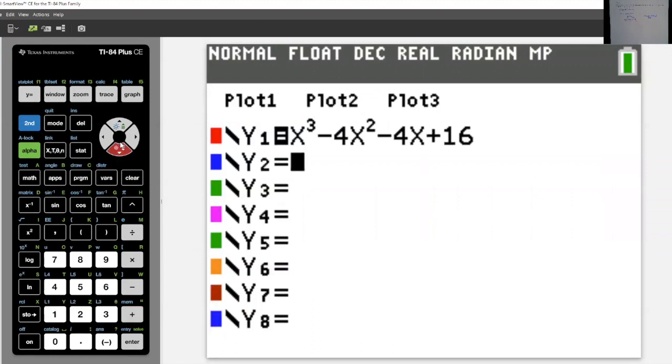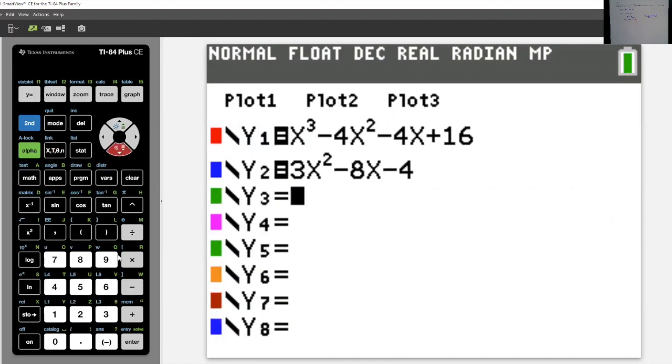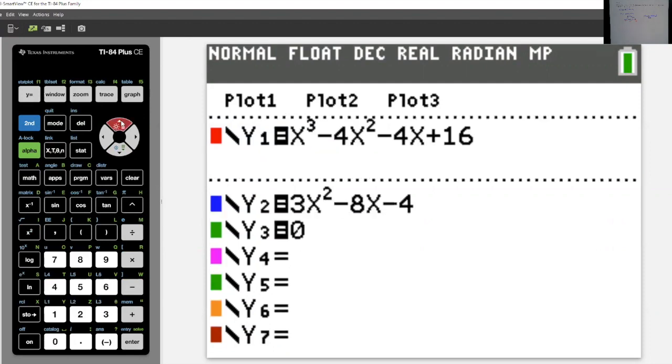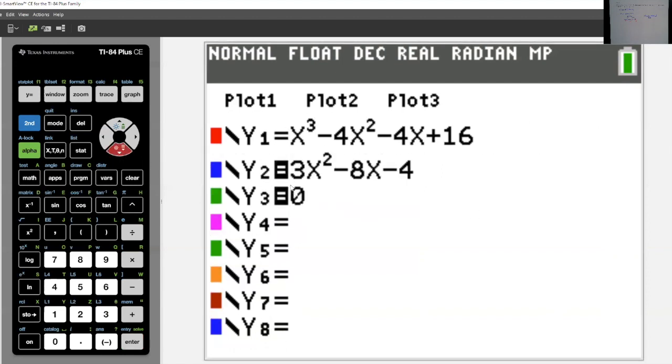Okay, and then for y2, we're going to put the derivative, which is 3x squared minus 8x minus 4. And then y3 is going to be 0. Now I'm also going to go up and not graph y1 because that's my function. So I'm going to go on top of the equals and press enter, and that will stop it from graphing. So the only ones that are going to be graphed are the ones where the equals is highlighted, like these two.